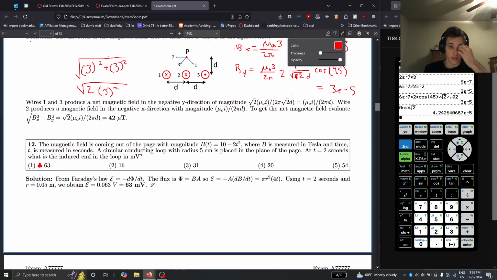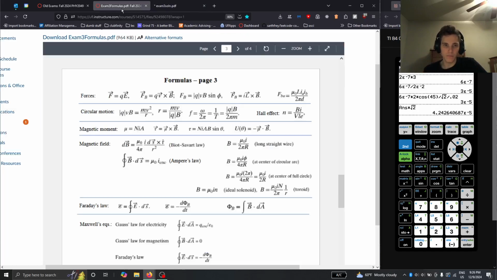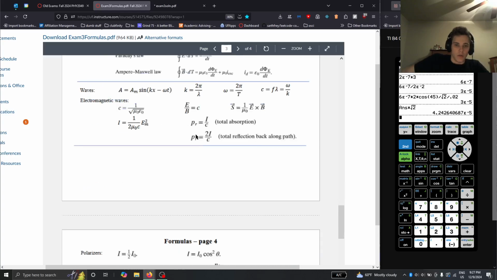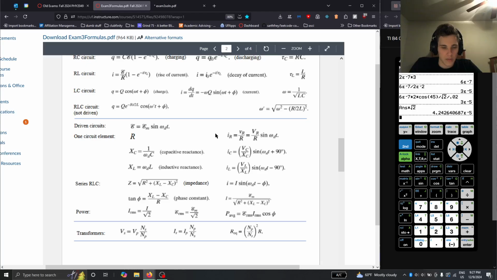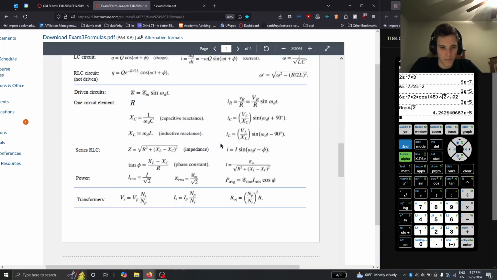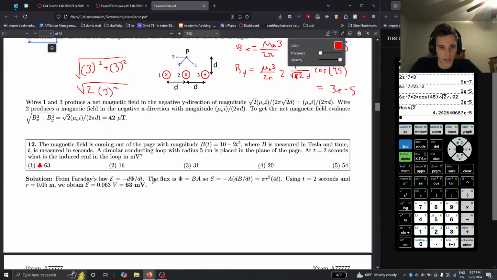All right, next one. So a magnetic field is coming out of the page with a certain magnitude. A circular conducting loop is placed into the page. What's the induced EMF? So let's look at the formula for induced EMF. Actually, I don't really like using this formula. There's just a few steps you have to take, and I think it makes it easier.